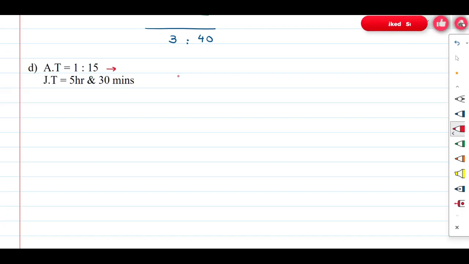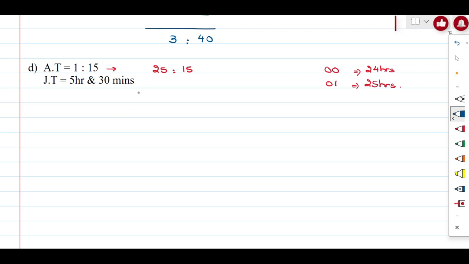1:15 means the night time. So as we know that 00 is basically 24 hours, right? And 01 is basically 25 hours, right? So this one we are considering as 25:15, right? Why I'm doing this, I will explain you later.